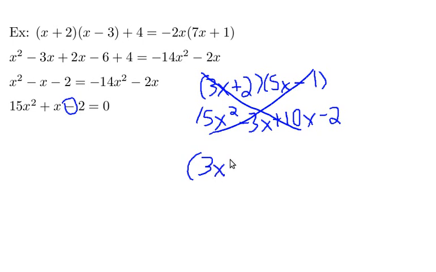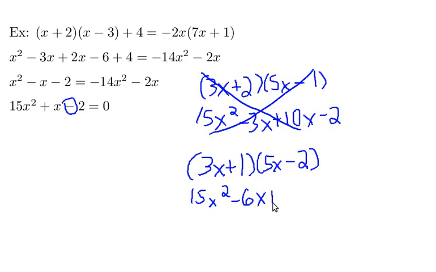3x plus 1, 5x minus 2. So that'll give us, of course, 15x squared for the first term. 3x times negative 2 will give us a minus 6x. 1 times 5x will give us plus 5x. And then 1 times negative 2 will give us negative 2. This is going to be the exact opposite of what we want, because we're going to get minus x. So that means we just switch the sign.